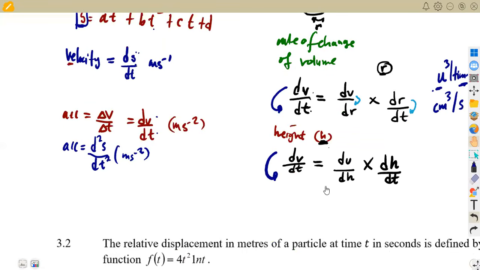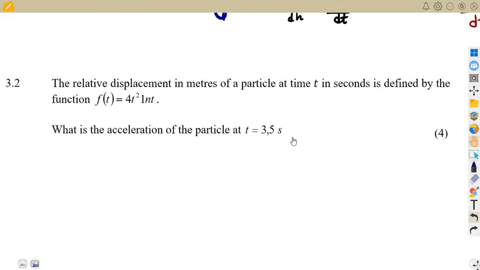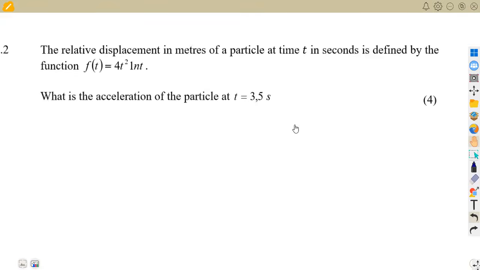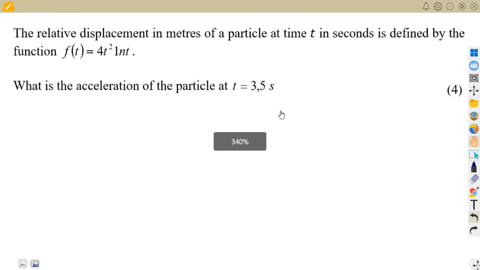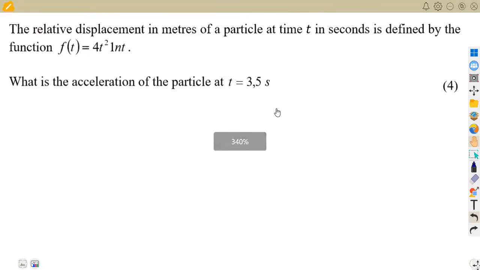All right, so let us check our questions. Like I said, you also need to know the basics of your derivatives, because in some parts you need to apply the normal derivative, which is not even part of rates of change, but you need to know how to differentiate the specific functions that you are given there.